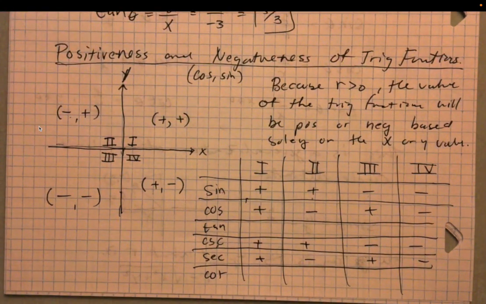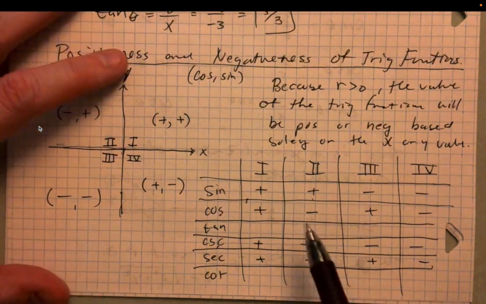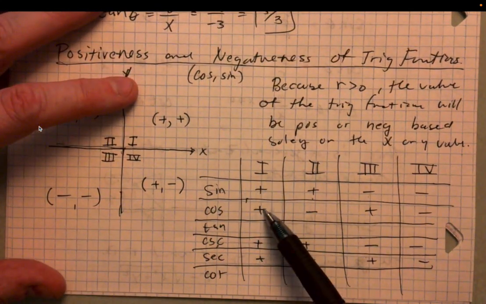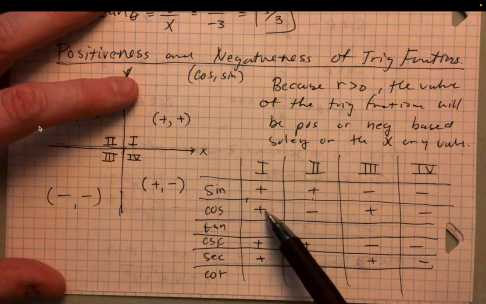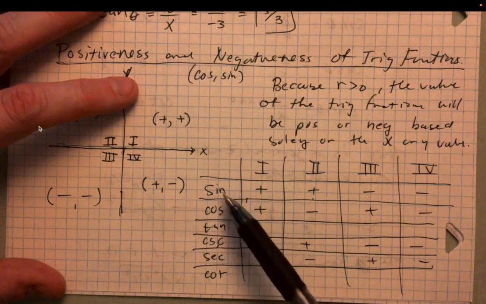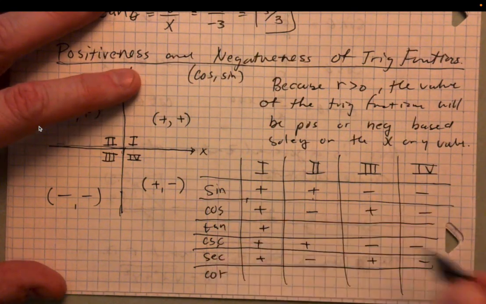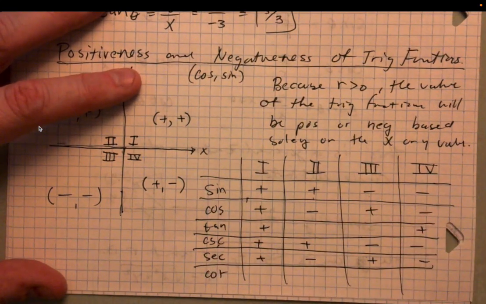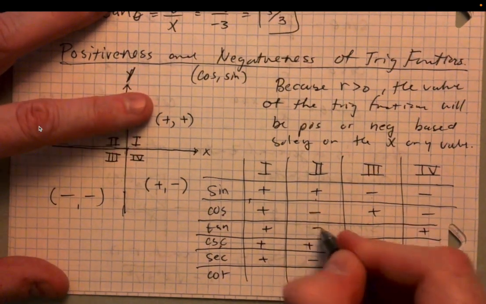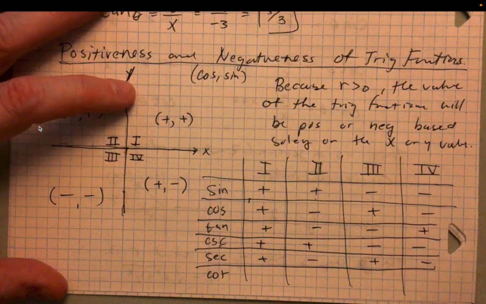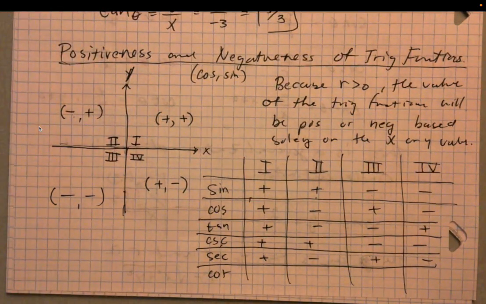Okay, now what about the tangent? Now remember, the tangent is the ratio of sine and cosine. So the only time tangent will be positive is if both of these are positive or both of them are negative. So you're going to have a positive tangent here, positive tangent there, and these others will be negative, right? A positive divided by a negative, negative divided by a positive. They're both going to generate negatives.